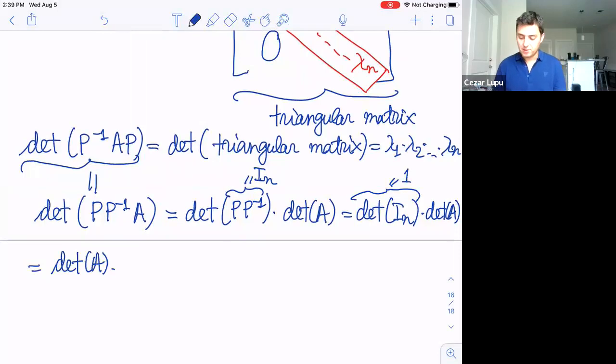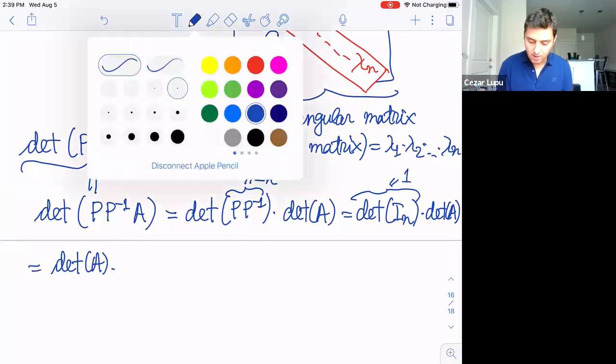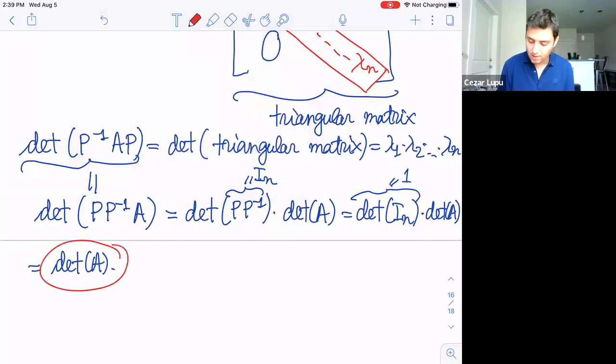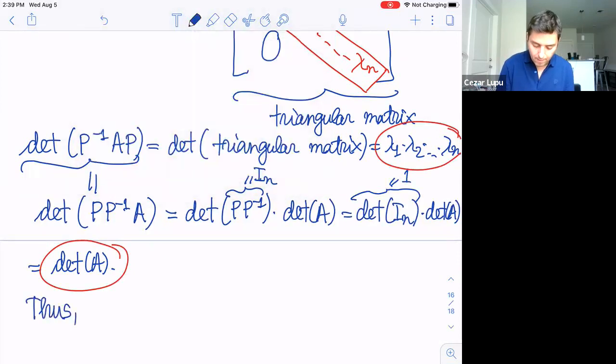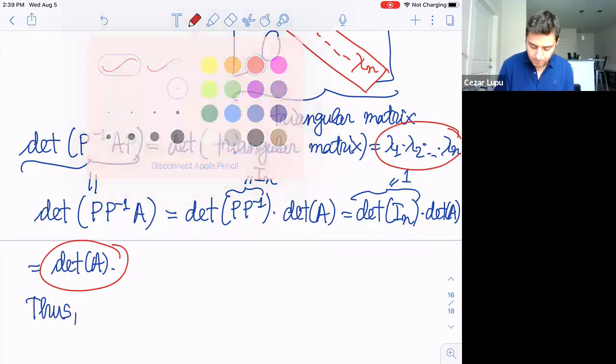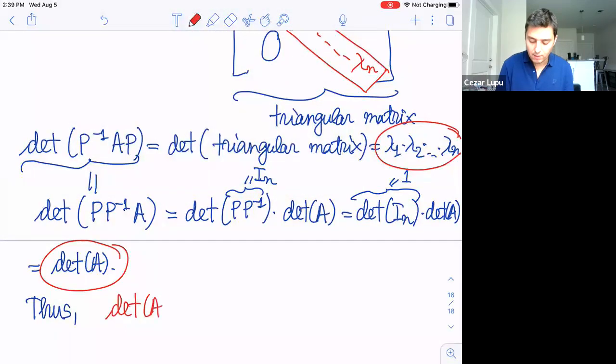Right? Great. So we now look here, we have the determinant of A. Also, we know that this is this. So it follows that the determinant of A is the product of the eigenvalues.